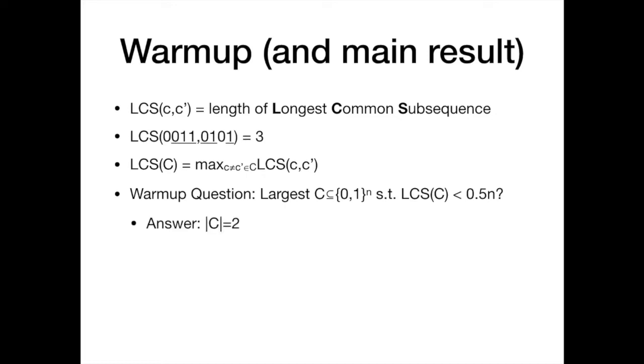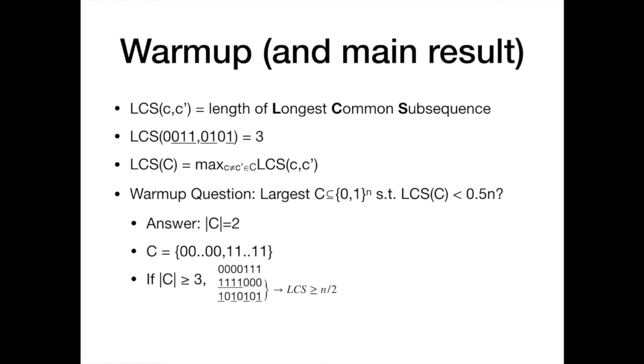The answer is 2, and you can find a set of two strings with LCS less than n over 2, and in fact, LCS 0: you take the all 0 string and the all 1 string. And what happens if you have three strings? Then there are two strings with, say, at least as many 1s as 0s, and then they have the all 1 string as a length n over 2 common subsequence. So that was the warm-up.